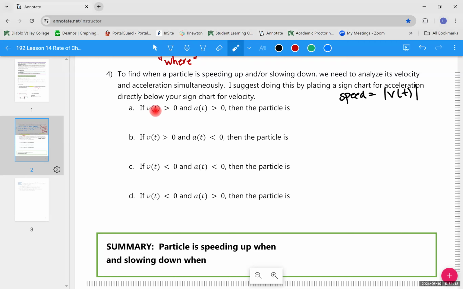If velocity is positive, speed and velocity would be the same. Velocity is positive and acceleration is positive. Acceleration being positive means velocity is getting bigger. If a positive number is getting bigger, then its absolute value is also getting bigger. So then the particle is speeding up. Okay, so the absolute value of velocity is increasing.